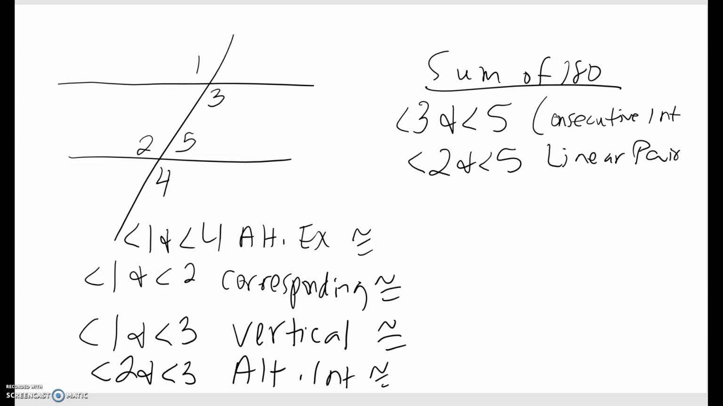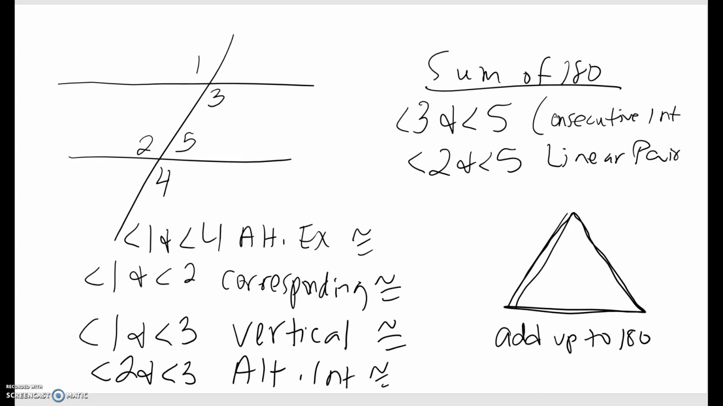Okay, so remember, straight lines, linear pairs are 180. Consecutive interior angles, those add up to be 180. All of those other angles we have over here, these are the ones that are congruent to each other. So 1 and 4, 1 and 2, 1 and 3, and 2 and 3. Those are all congruent to each other. Okay. Also remember, when we're talking about angles, that all the angles in a triangle add up to 180. Okay, so all angles add up to 180. Do not forget that.